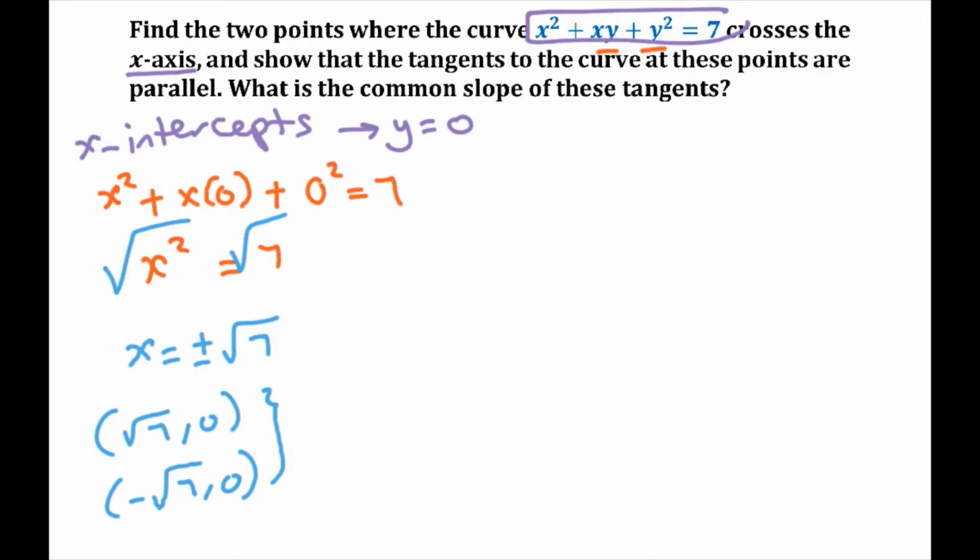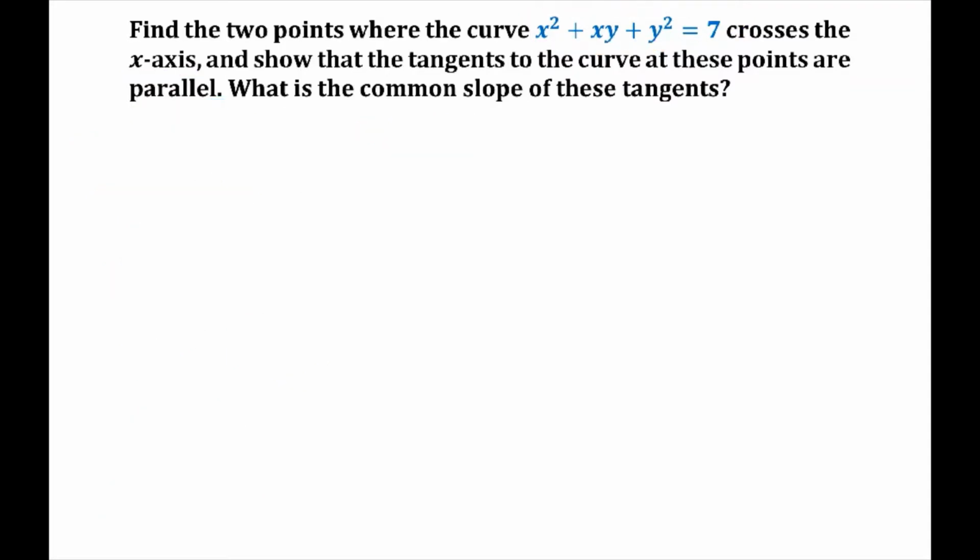These are the x-intercepts. We're going to find the slope at these points and then see if they are equal. If they are, then yes, they are parallel. So we need to find the slope at these points. Now, to find the slope, we need to differentiate the function.